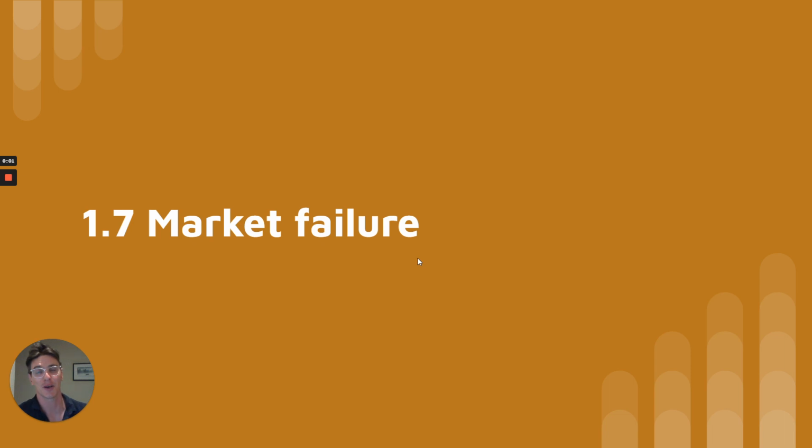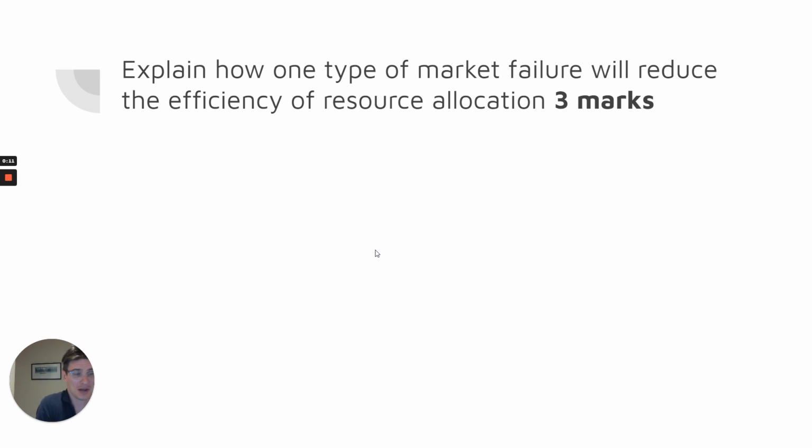Okay, so in this video we're going to look at a question on market failure. We're actually going to look at a very simple and generic question, again, so that you can then apply this to a number of different questions you might get. Here's the question: explain how one type of market failure will reduce the efficiency of resource allocation.